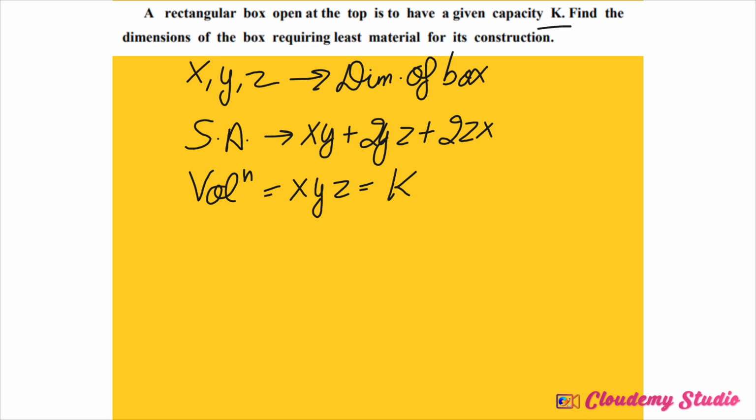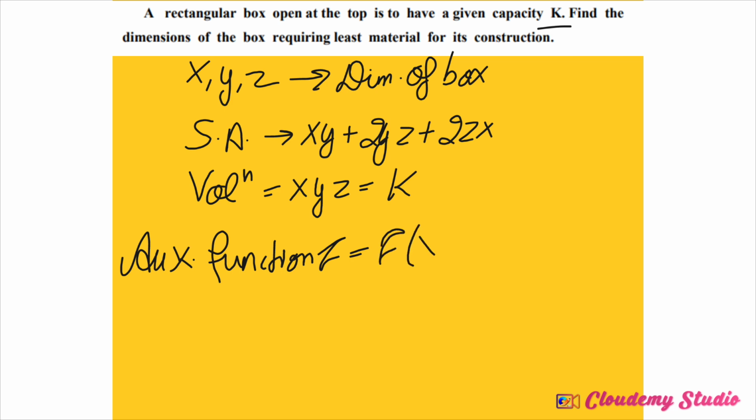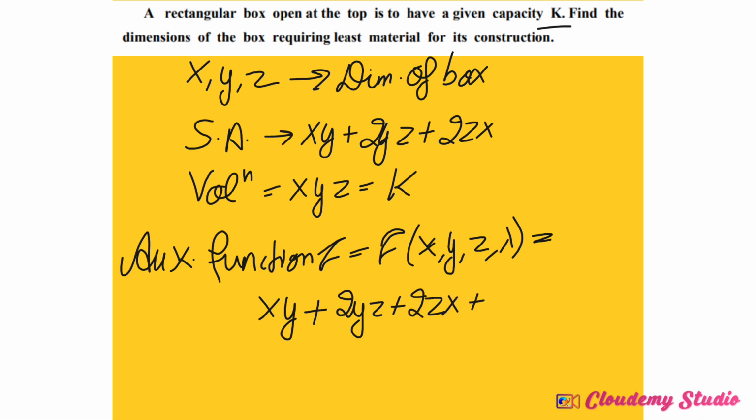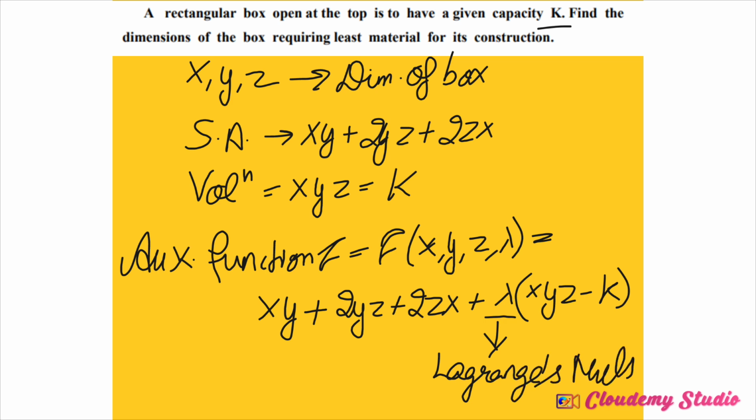So let us take the auxiliary equation. The auxiliary function f(x,y,z,lambda) is equal to xy plus 2yz plus 2zx plus lambda times (xyz minus k). Here lambda is the Lagrange multiplier.